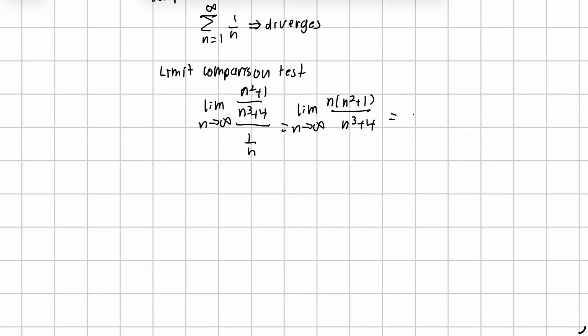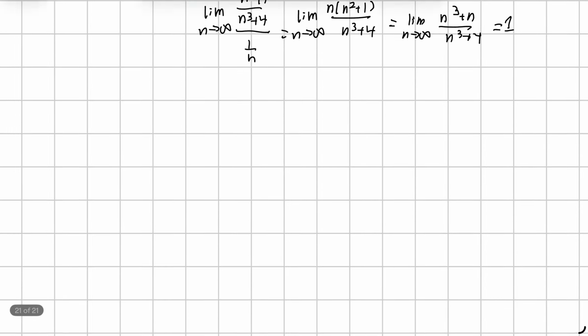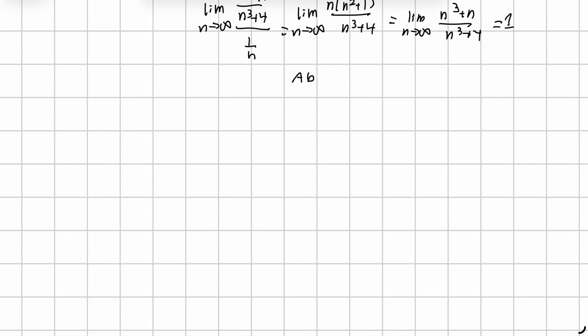This is the same thing as the limit as n approaches infinity of (n cubed plus n) over (n cubed plus 4), and this is going to be equal to 1. So we see that the absolute value series diverges.